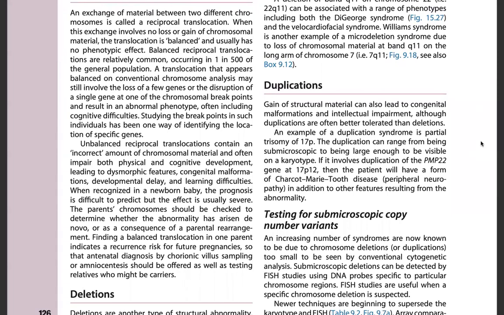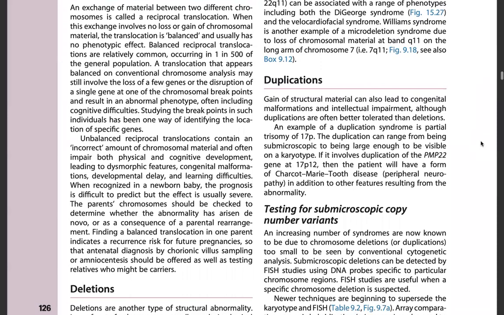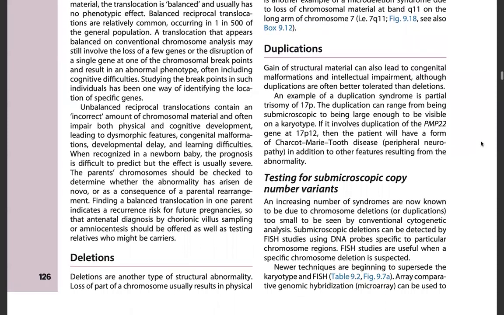The parents' chromosomes should be checked to determine whether the abnormality has arisen de novo or as a consequence of parental rearrangement. Finding a balanced translocation in one parent indicates a recurrence risk for future pregnancies, so antenatal diagnosis by chorionic villus sampling or amniocentesis should be offered, as well as testing relatives who might be carriers.